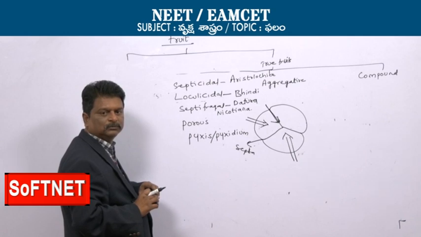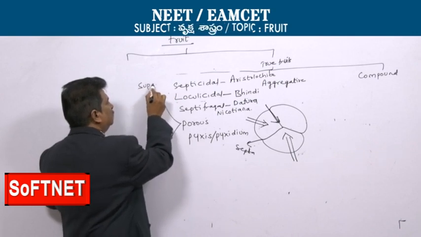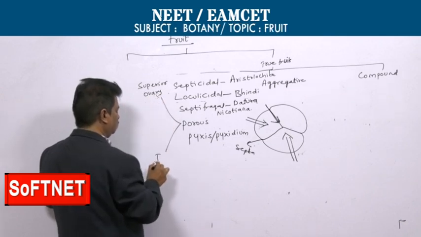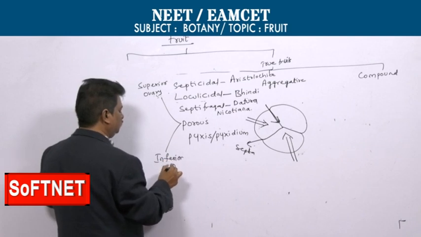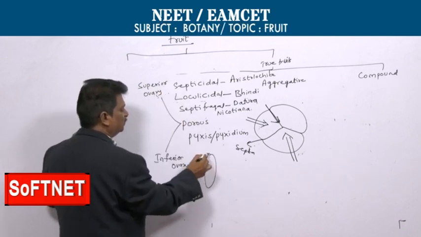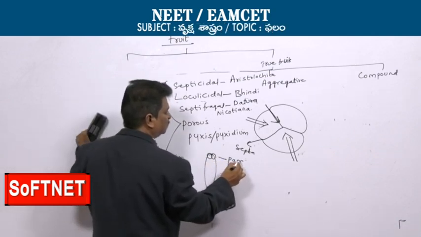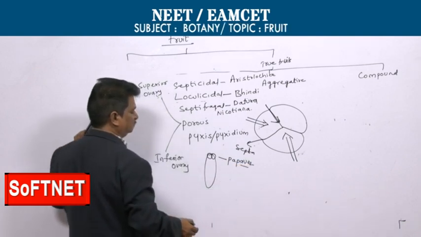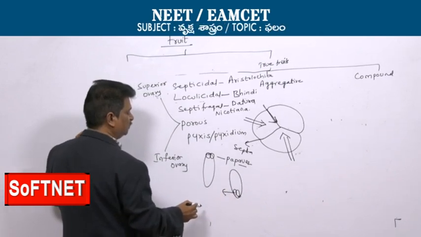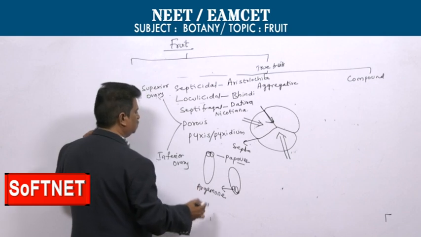Next, porous capsule. This porous capsule is developed from either a superior ovary or an inferior ovary. If developed from a superior ovary, pores are formed on the upper side. Example, papaver. If developed from an inferior ovary, pores are formed on the lower side. Example, antirrhinum.